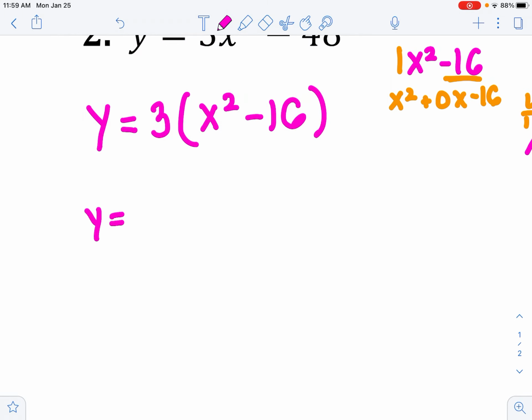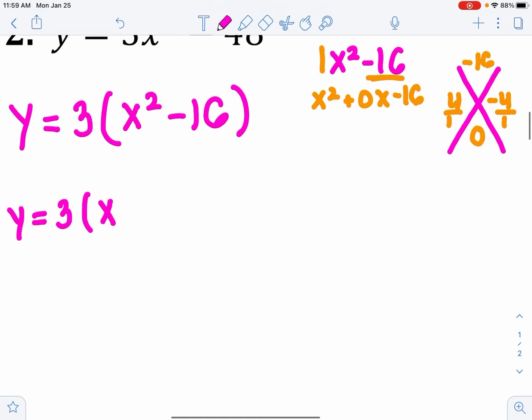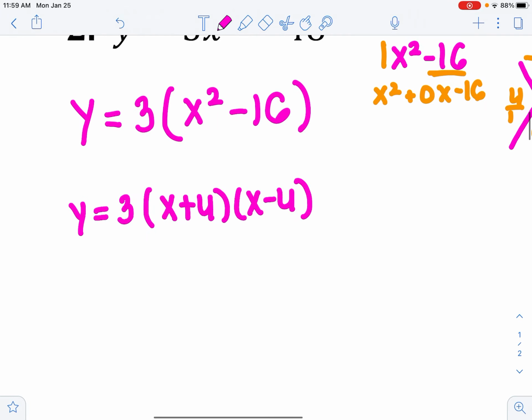So now I'm going to rewrite this. I'm going to write y equals, don't forget your 3, and I have x plus 4 times x minus 4. Make sure you don't forget the 3 in front, because if you just had this as an answer, that's x squared minus 16. This is an x squared minus 16. Okay. All right, let's try another one.